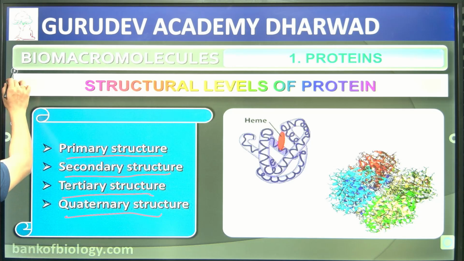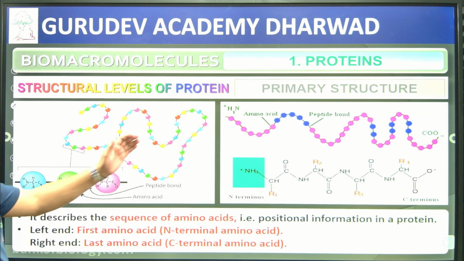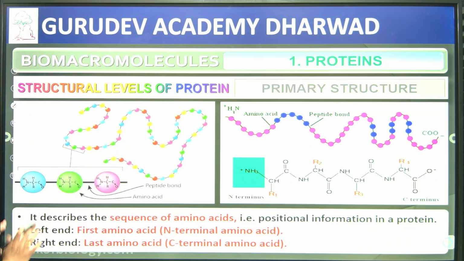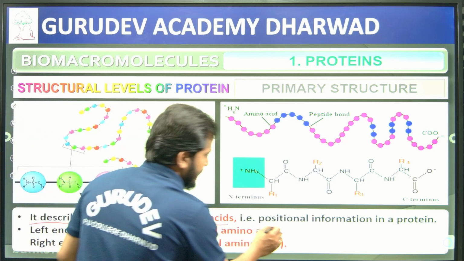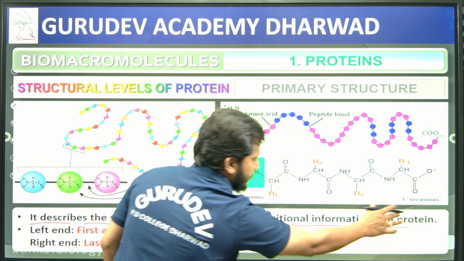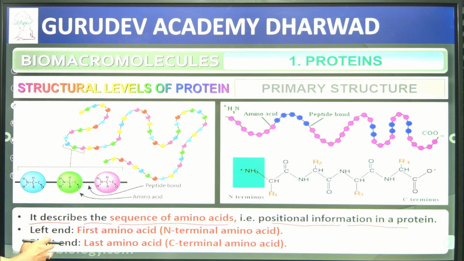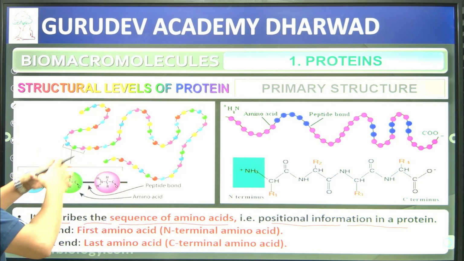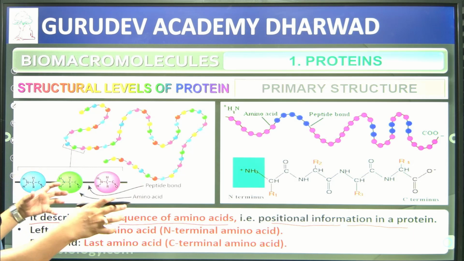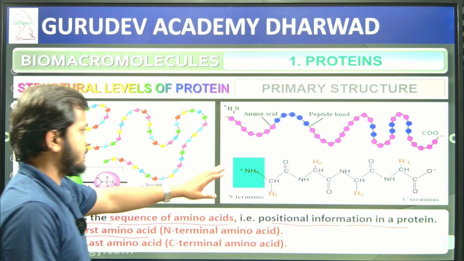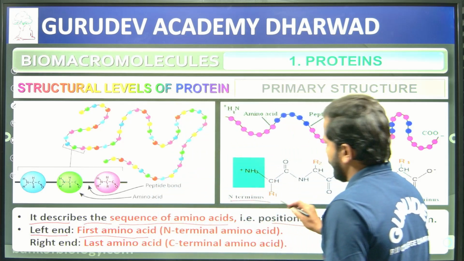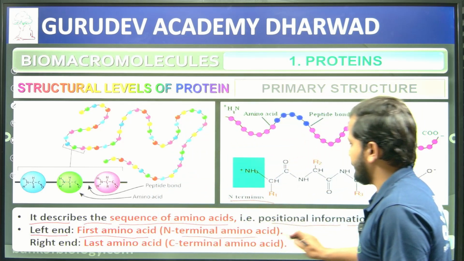We will discuss what these are. Primary structure describes the sequence of amino acids, the positional information of the protein. It is a sequence of amino acids, one after another. The left-hand side consists of the first amino acid, which we call the N terminal, or N terminal amino acid.